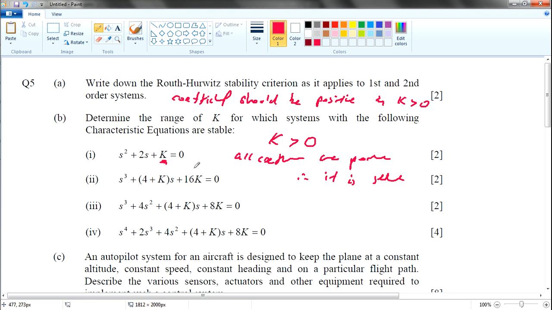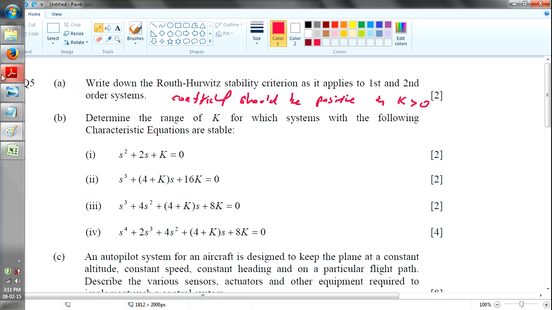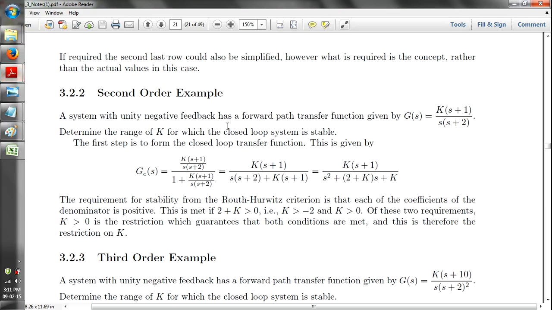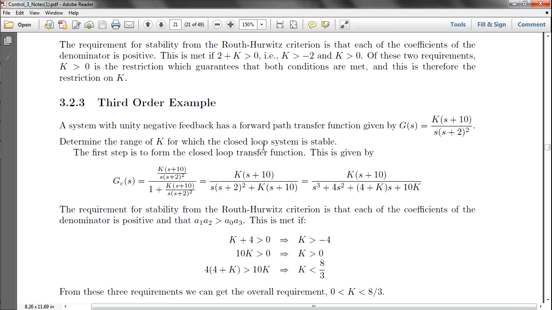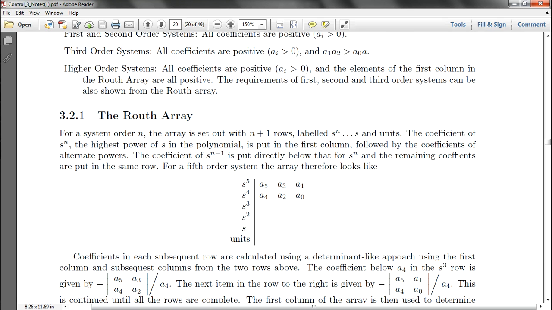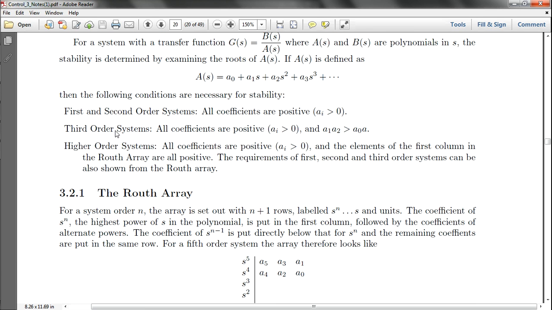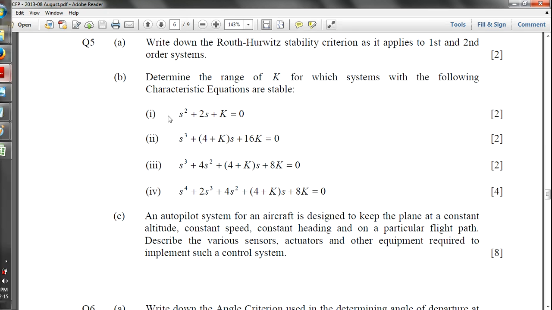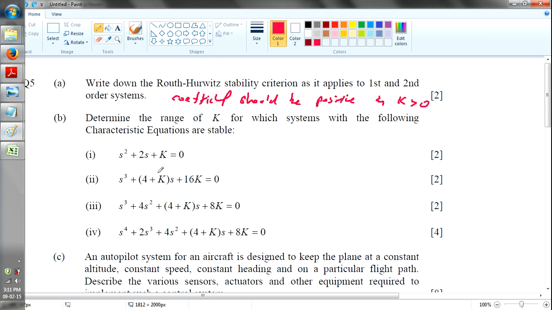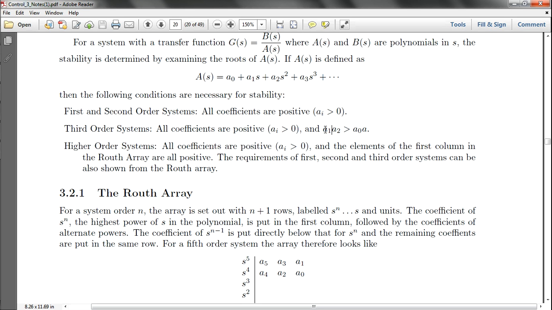So for part 2, it is a third order equation. If you remember, for our third order system, all coefficients should be positive, and a1 times a2 should be larger than a3 times a0. With this set, what you're going to do is this. Following this understanding, a1 a2 should be larger than a0 a3. There will be a 3 over here, but there's a typo error.